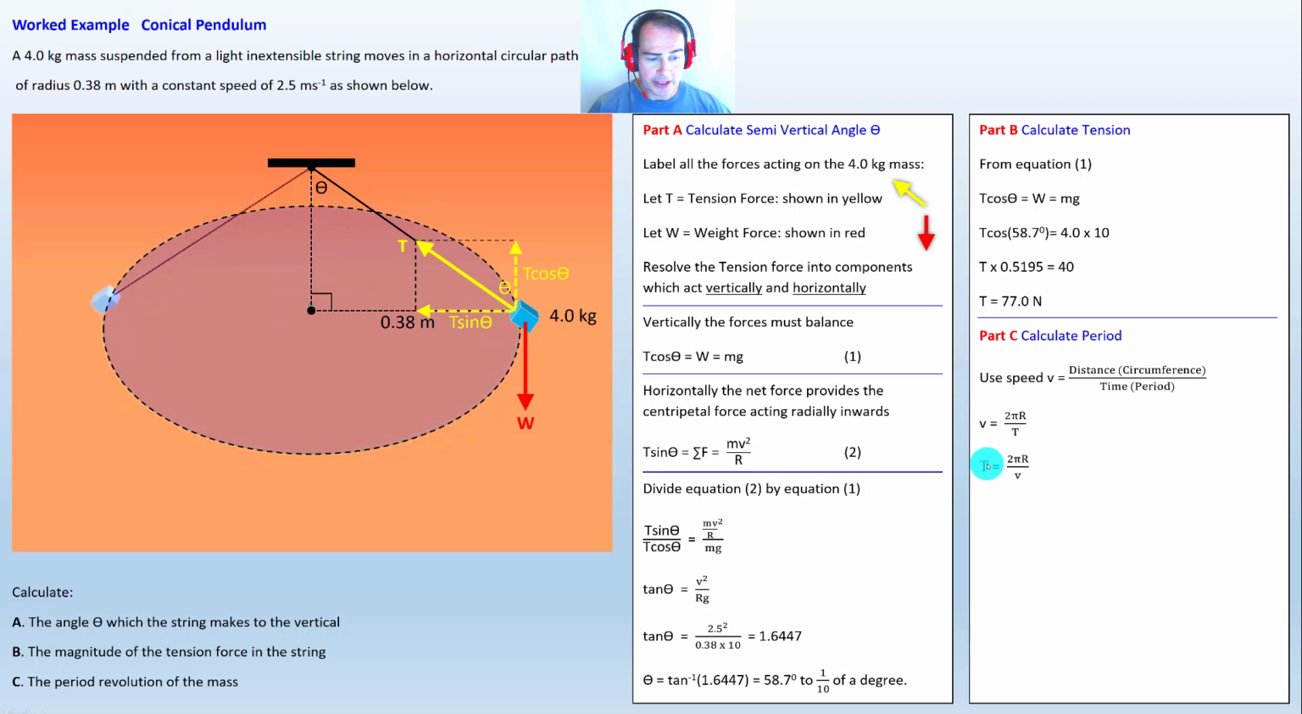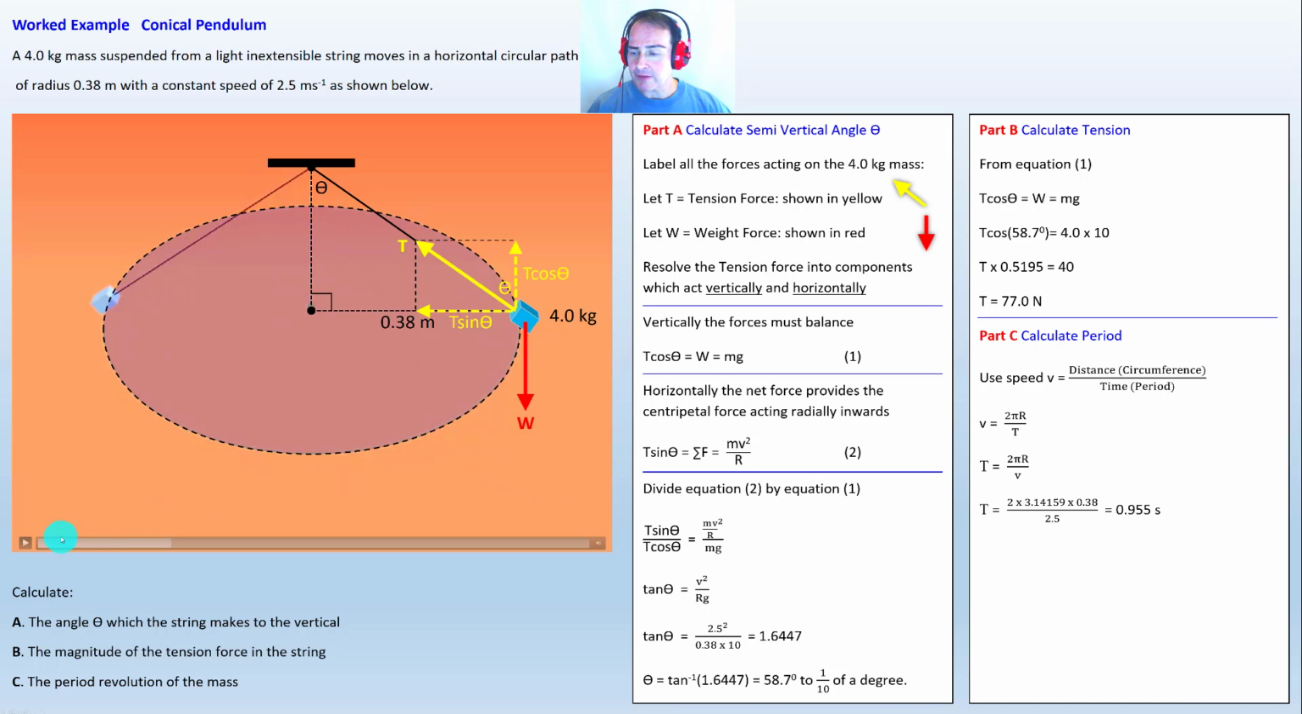So T with the two notches, period, equals 2 pi r over v, having switched the v and the T there. 2 times pi, I've used more decimal places than we probably need, but you can just bring up pi on your calculator as a more precise value, times the radius 0.38 divided by 2.5 gives us just under 1 second, or 0.95 seconds.